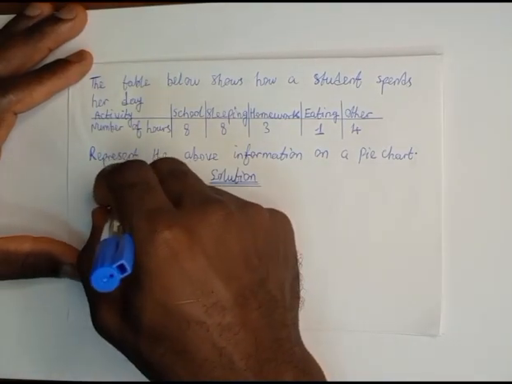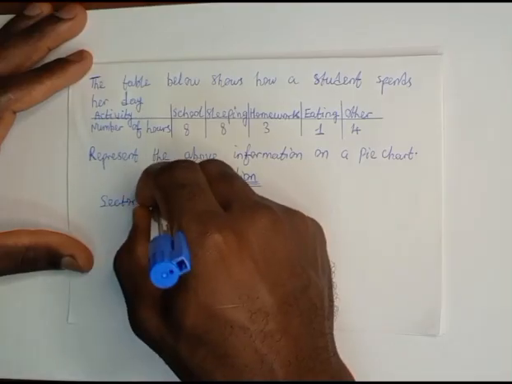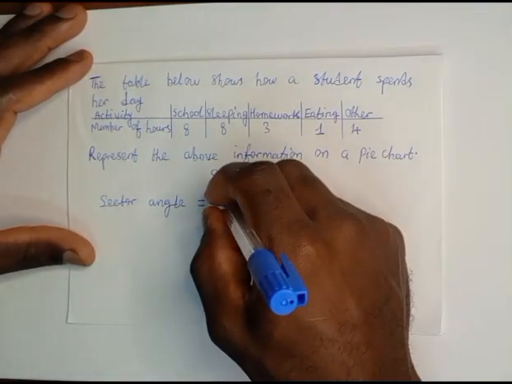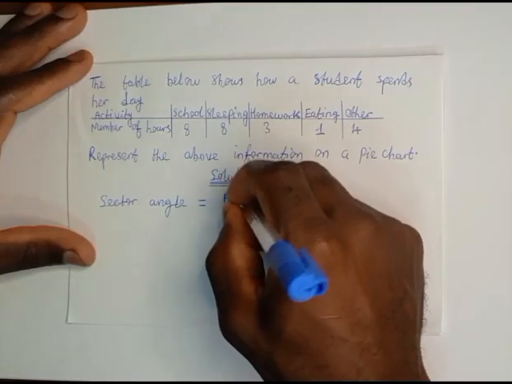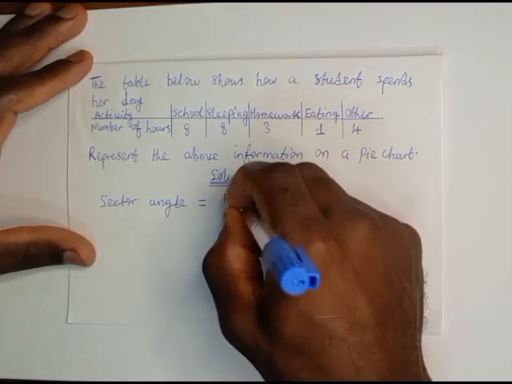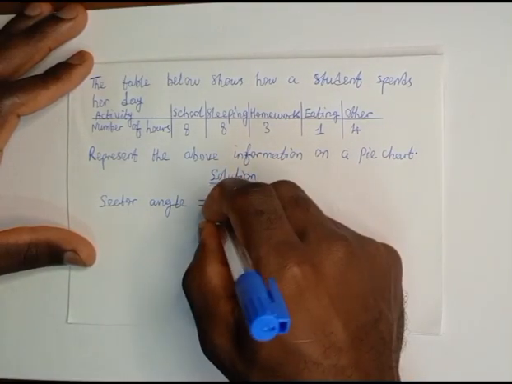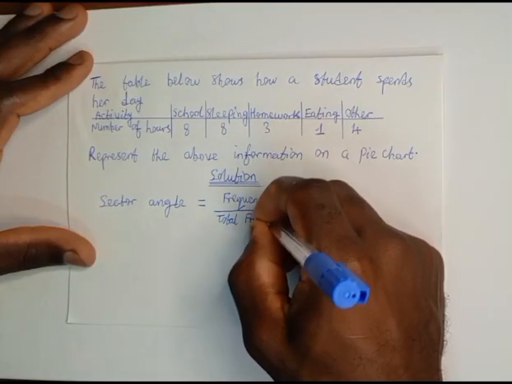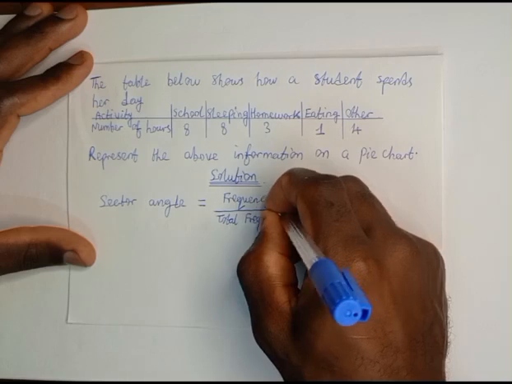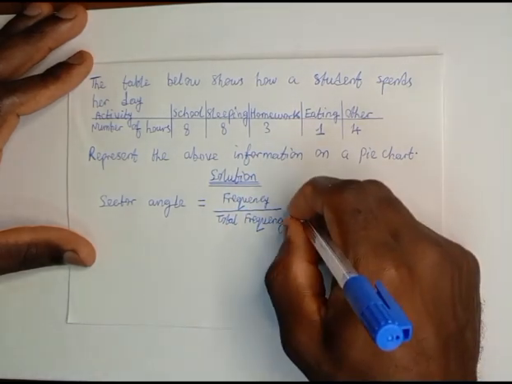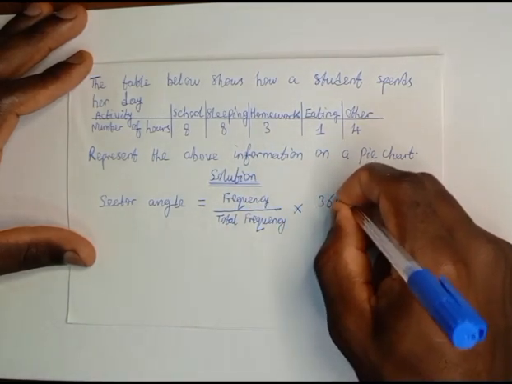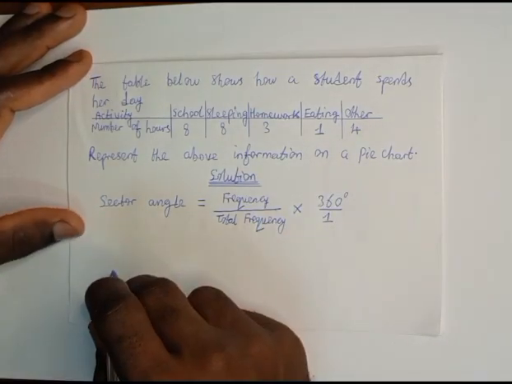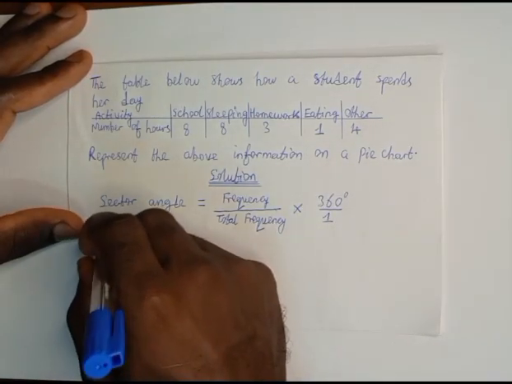The sector angle is simply equal to take the frequency, then you divide by the total frequency, then you multiply all this by 360 degrees over 1. First thing, we need to start by finding the total frequency.